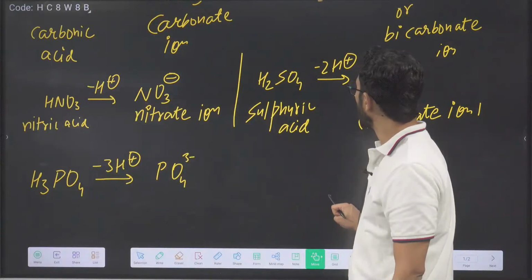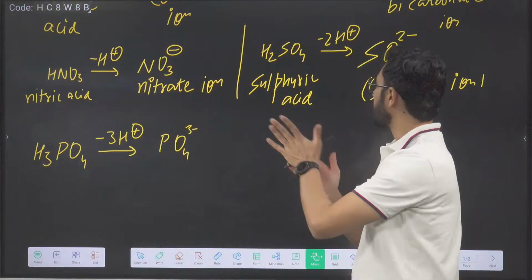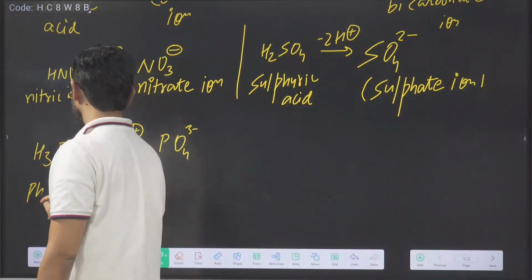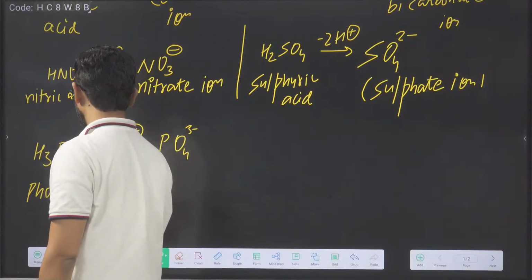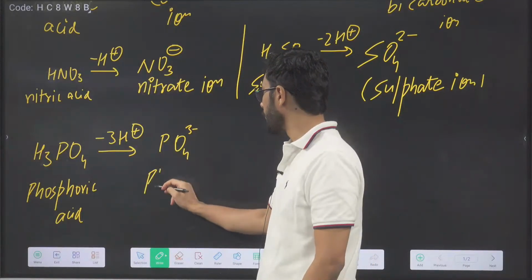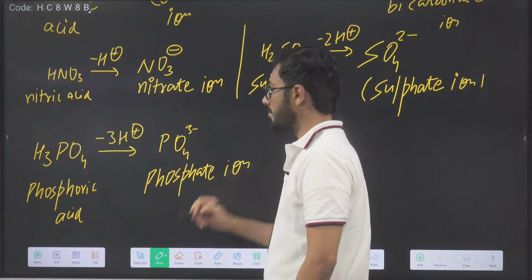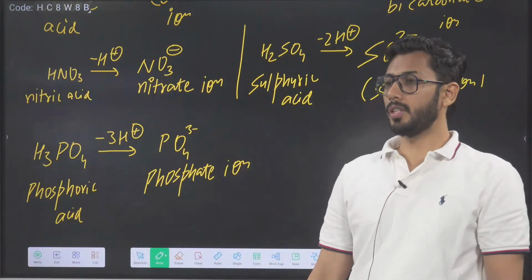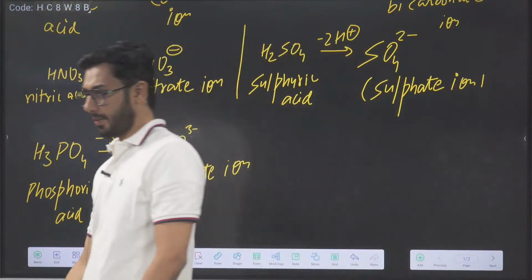Written structures: carbonic, nitric, sulfuric. One more I have written, phosphoric acid. It can lose 3H plus. Ic acid, after loss of 3H plus, its ion becomes phosphate ion. Yes, correct. Vasant, it is correct. Lavanya, correct. Spurti, correct. Usha, correct. Very good.